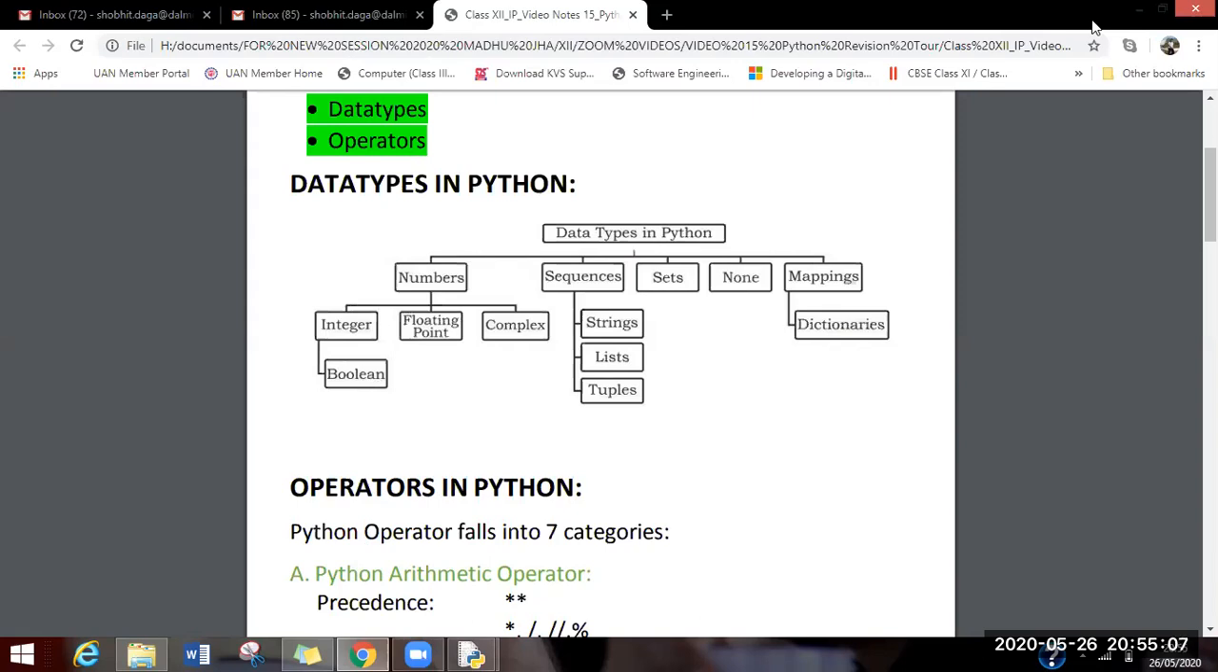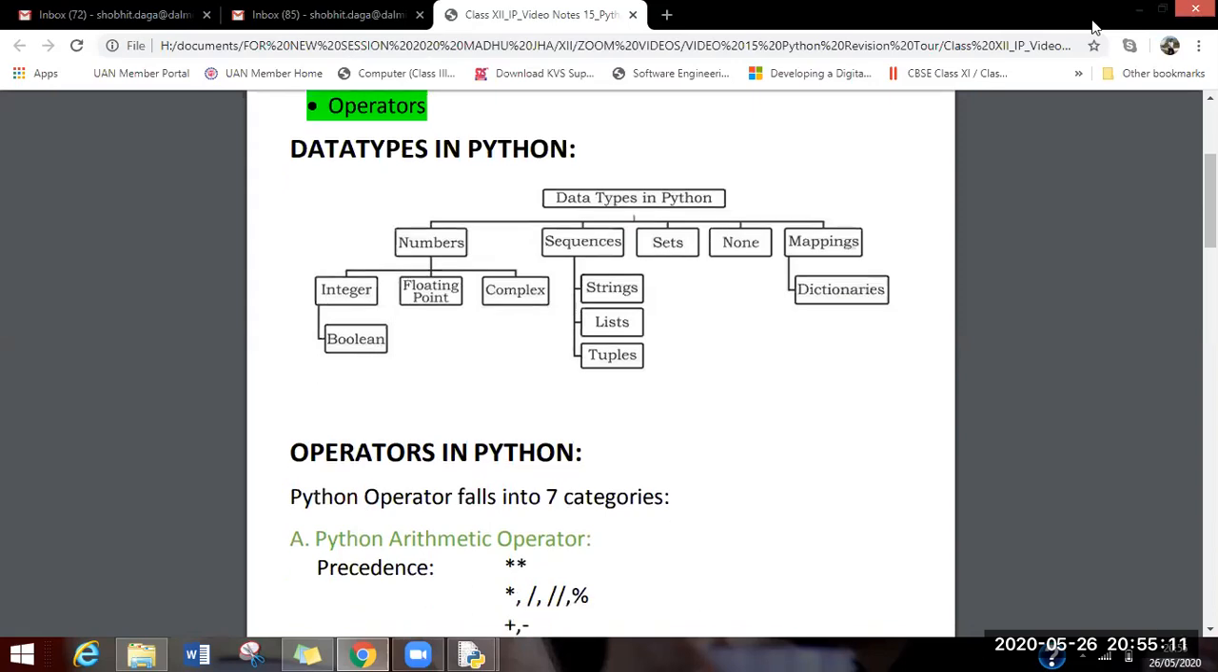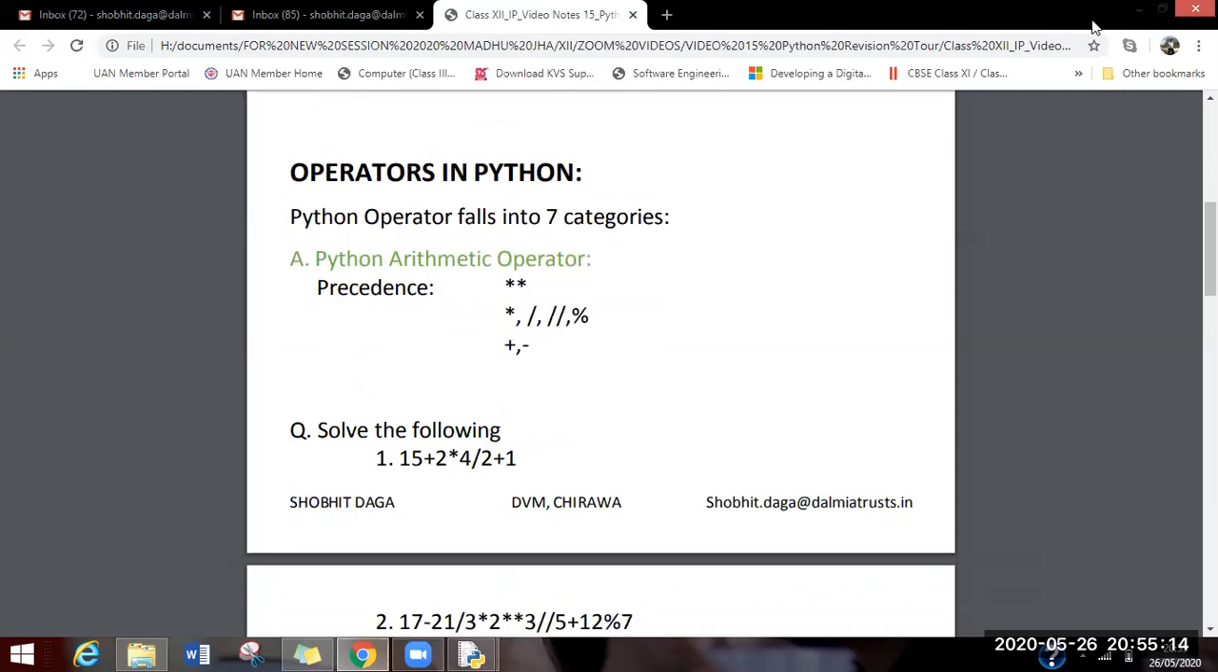Moving on to the concept of operators. We have 7 categories of operators. We will only go through arithmetic operators today. For arithmetic operators, we have a precedence level.